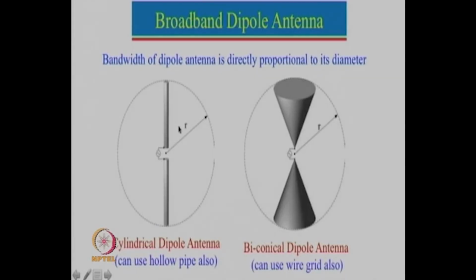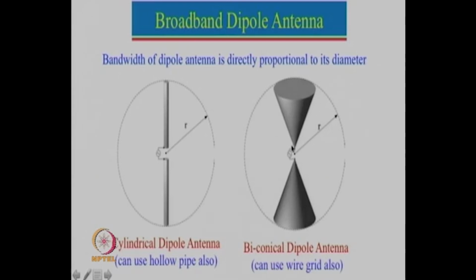Now, if we really want to increase the bandwidth further, one of the other options is, instead of using a cylindrical dipole antenna, we can actually use a conical shaped dipole, and since there are two cones, it is known as a biconical dipole antenna. In fact, the biconical dipole antenna can be designed for extremely large bandwidth.